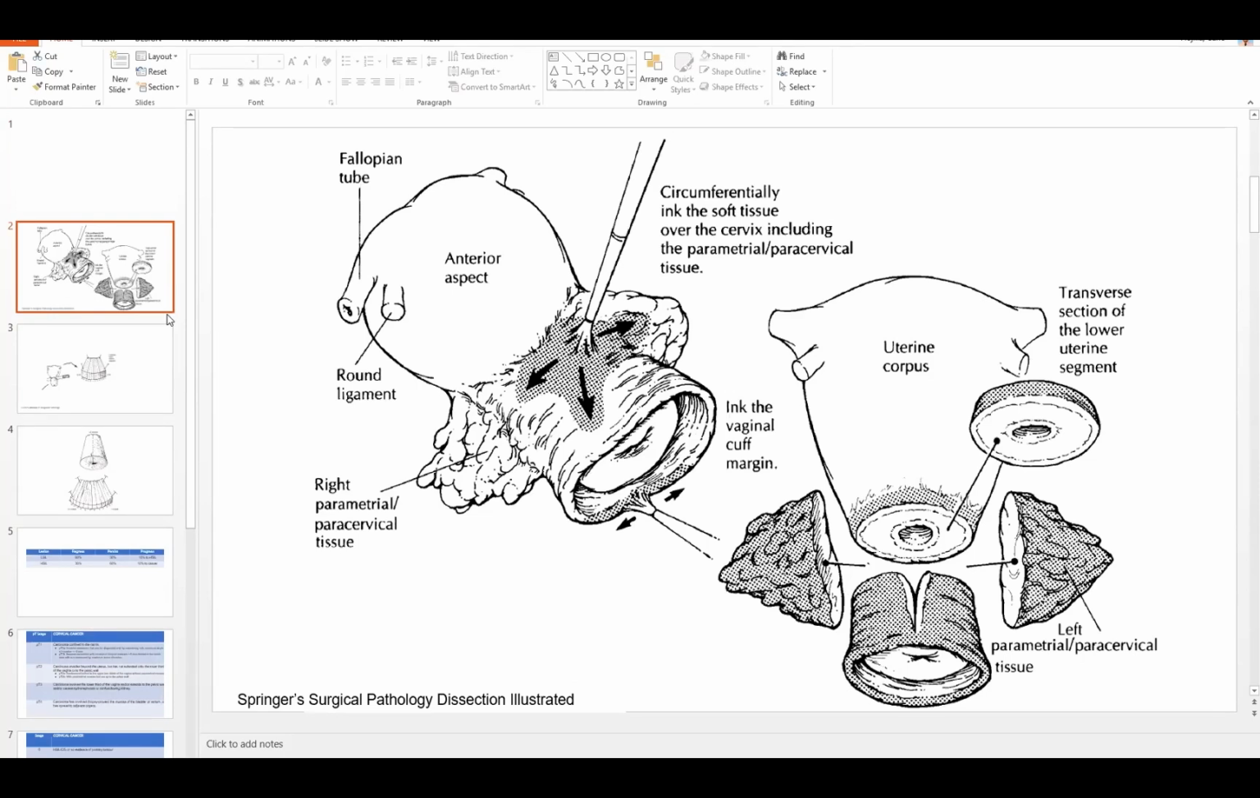The vaginal cuff margin, so we can see on the diagram, the vaginal cuff extends maybe about half a centimeter past our exocervix. You tend to get that within your radial sections, but if your vaginal cuff is very large and would take up too many blocks to submit entirely, you typically submit the vaginal cuff nearest to your lesion and the remainder can be submitted en face.